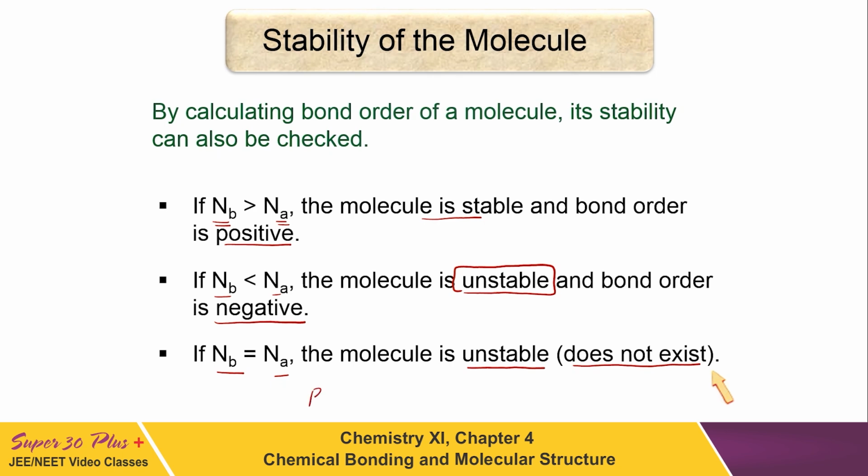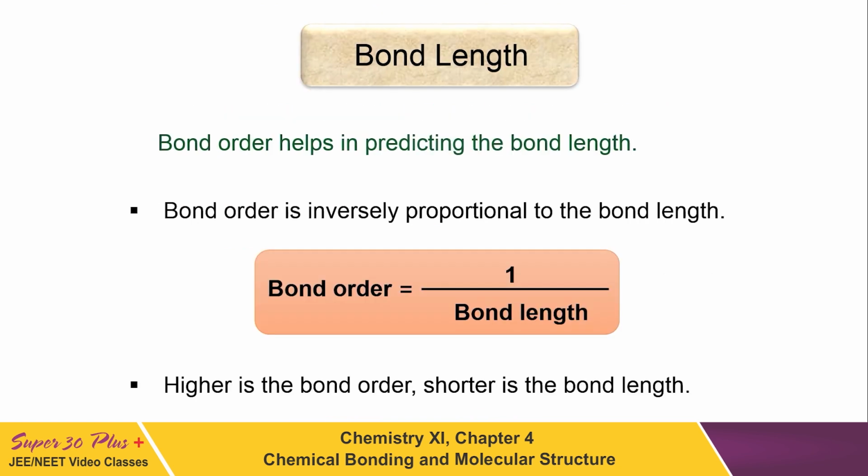So whenever, students, the bond order is 0, you can say that the molecule or the species, whichever is there, does not exist, right? Another one is bond length. Bond order also helps us in predicting the bond length. Bond order is inversely proportional to the bond length. I also told you this a few moments back. Greater the bond order, lesser will be the bond length. So higher the bond order, shorter is the bond length.